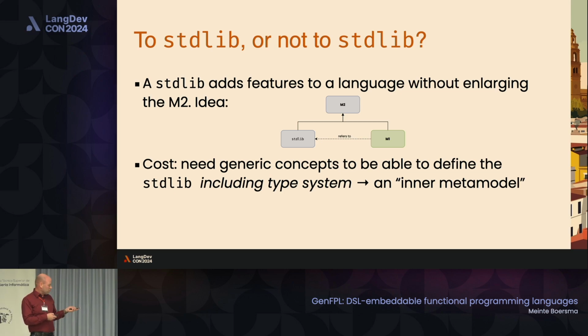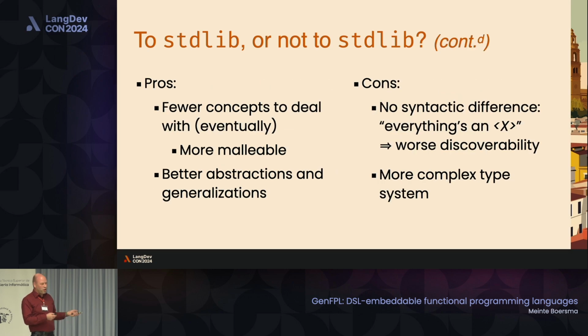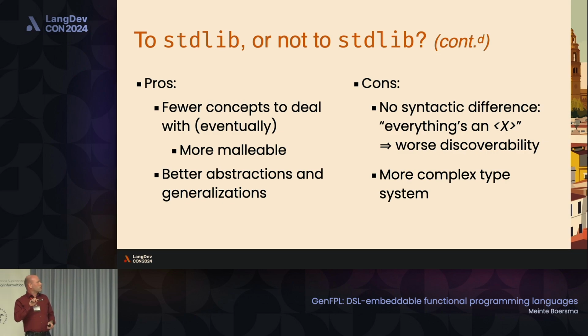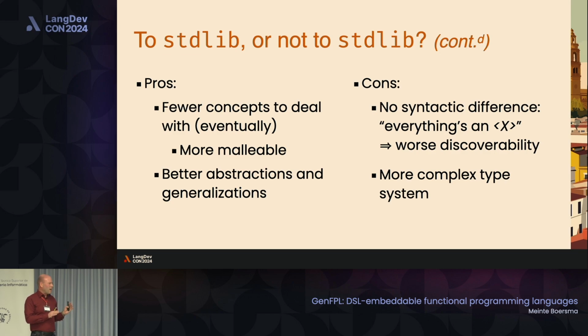So is it always a good idea? There's pros and cons for this. So the pros are obviously there's fewer concepts to deal with on a meta model level. So your interpreter or your generator is probably a lot simpler. It's more malleable. You can do updates more easily because you just have to push the standard library. You probably also get better abstractions, generalizations. We have seen that with functional programming languages like Haskell, where if you try to push abstraction all the way, you might end up with pretty powerful stuff, right?